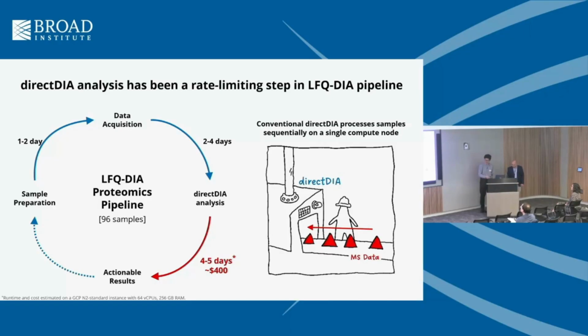Okay. Great. So as I said, the conventional directDIA analysis usually takes 4 to 5 days and costs around $400 to search 96 samples from one plate. The reason why it's taking so long and costing so much is because the conventional directDIA processes samples in a sequential order on a single compute node. So as you can imagine, it doesn't process the next sample until the last one is completed. And so for large-scale proteomic studies where we have hundreds of samples, the cost and runtime just grow exponentially as your study size grows.